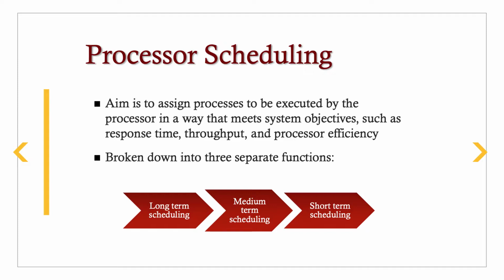We have our long-term scheduling that processes go through and they get added eventually to the pool of processes that can be executed, the medium-term scheduling, where they get loaded up into main memory, and finally the short-term scheduling, where they can actually get some time to run on the CPU.